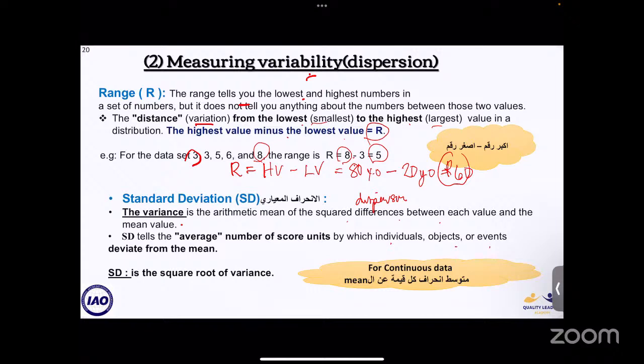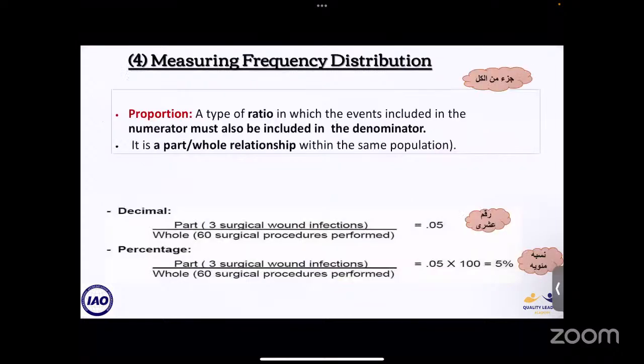So is everything clear to you? If none, then let's proceed to measuring the frequency distribution, which refers to the repetition or recurrence of data. So we have proportion. This is a type of ratio in which the events included in the numerator must also be included in the denominator. So what does this mean? It means that the numerator is a part of a subset of the denominator, which is the whole.